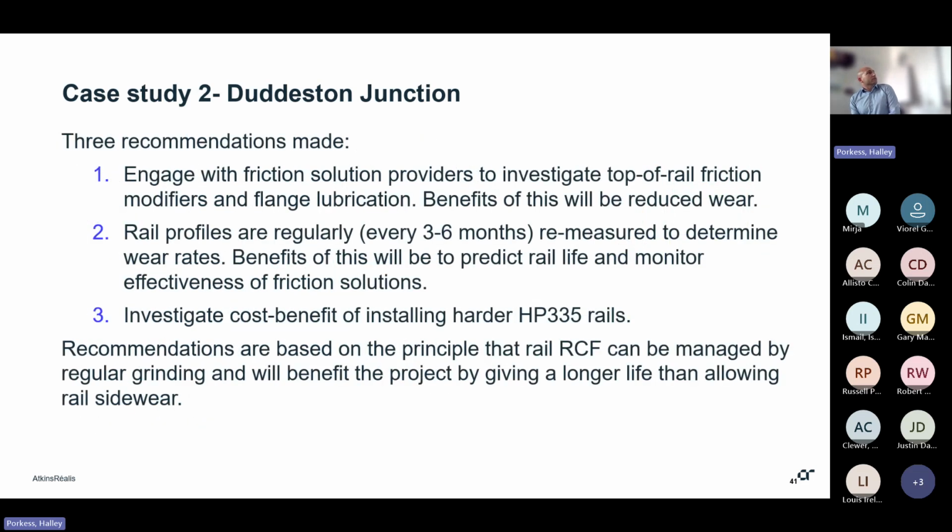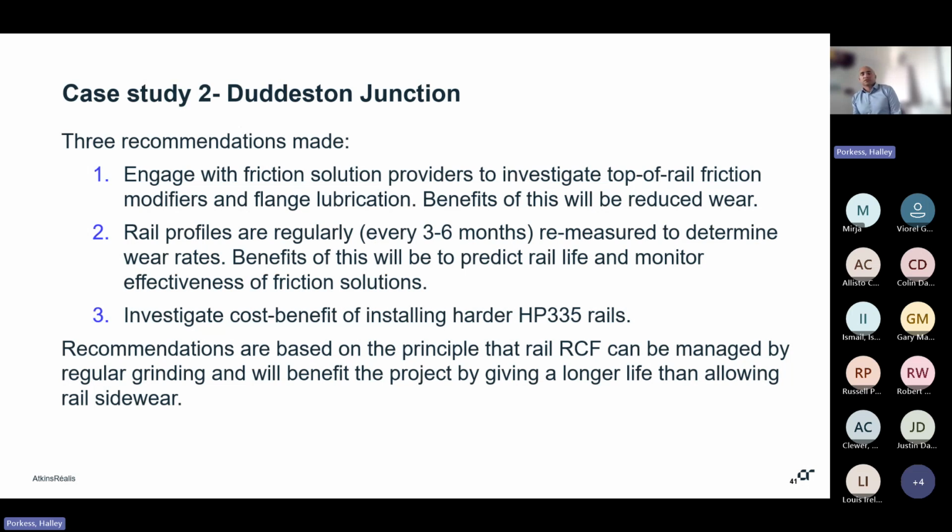On the back of that, we made 3 recommendations. The friction solution providers should be engaged to look at top rail friction modifiers and flange lubrication to reduce the wear. In fact, that's happening now. That's been installed. Let's go and re-measure the rail profile to look at the wear rates, see if these friction solutions are making a difference. So yeah, we've been back once, which was when they were installing the friction modifiers. We're going back there again in a few weeks to see if they've made a difference.